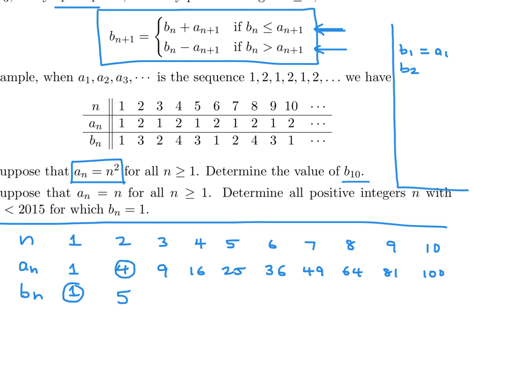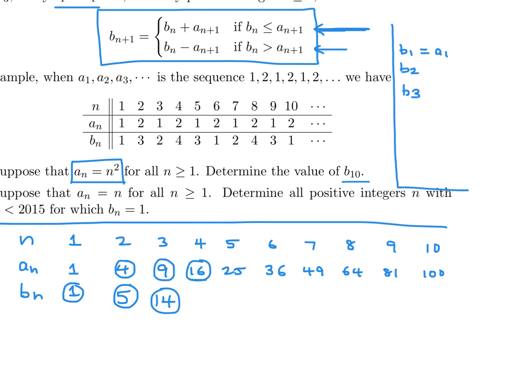All right, so let me walk you through a few more. Now we got to figure out b3. To figure out b3, we have to compare b2 and a3. Which one is bigger? Well, in this case, a3. So again, it's the first scenario, so we add them. 5 plus 9 is 14. Are you getting the hang of it? So compare this one and this one again. Which one is bigger? This one. So it's the first scenario.